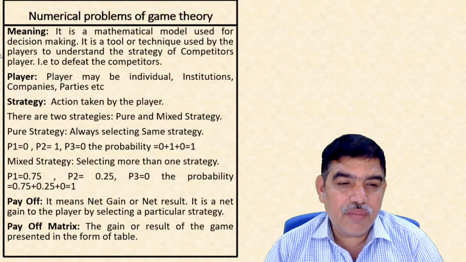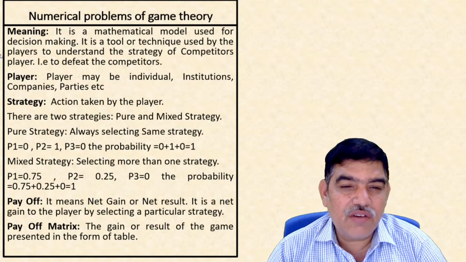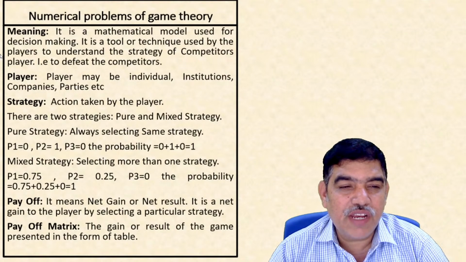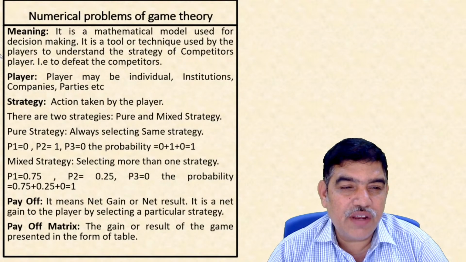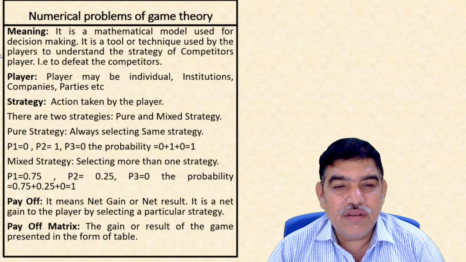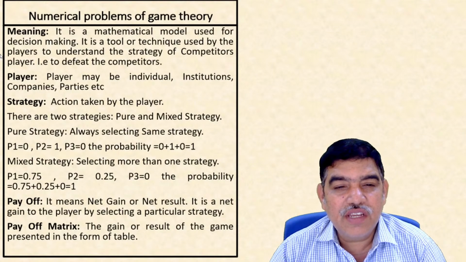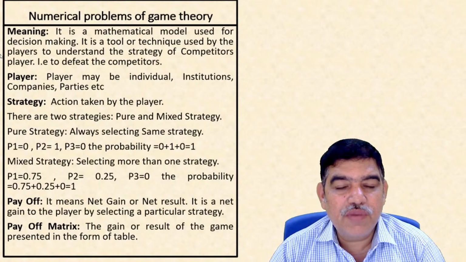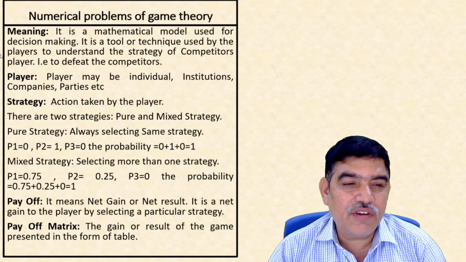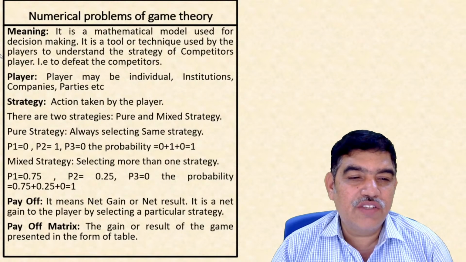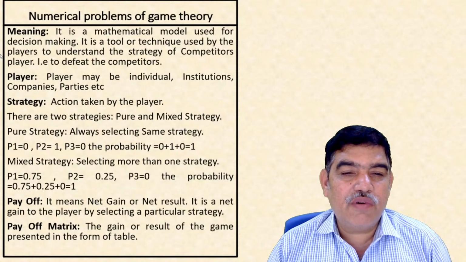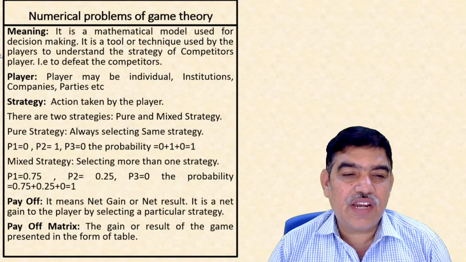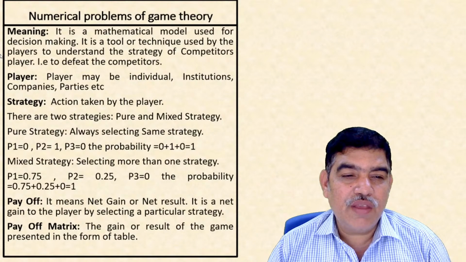Let us consider there are players, player 1, player 2, player 3, and player 1 considers three strategies P1, P2, P3. So the probability for selecting strategy 1 is 0. Let the probability for selecting strategy 2 is 1.